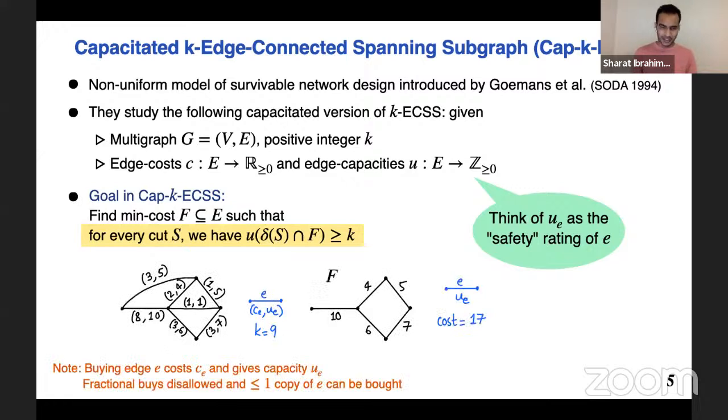I'd like to again remark that if we buy an edge e, then it costs c_e and gives capacity u_e. We are not allowed to fractionally buy an edge. And also we can buy at most one copy of an edge.